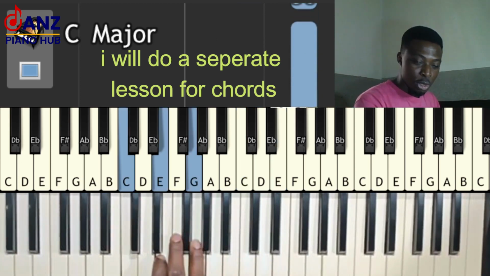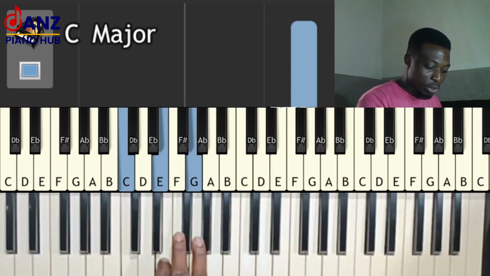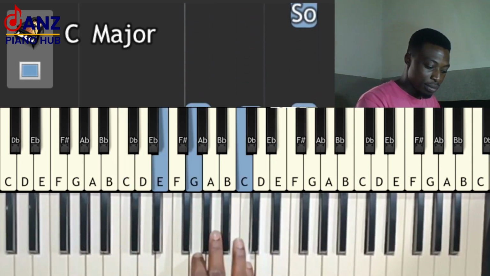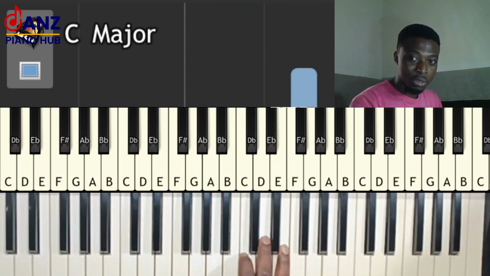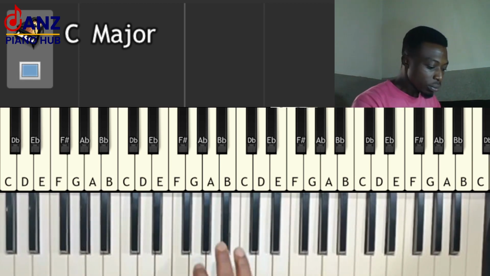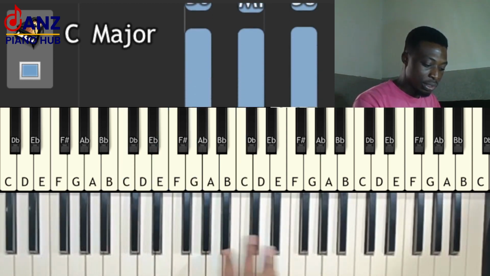So root position, first inversion, second inversion. I want you to take out some time to practice this. At the end of the lesson, I will give us exercises that will cover this lesson so that by the next time we meet, you would have understood this and practiced it. Your muscle memory would have understood it likewise. So C major chord: root position, first inversion, second inversion.